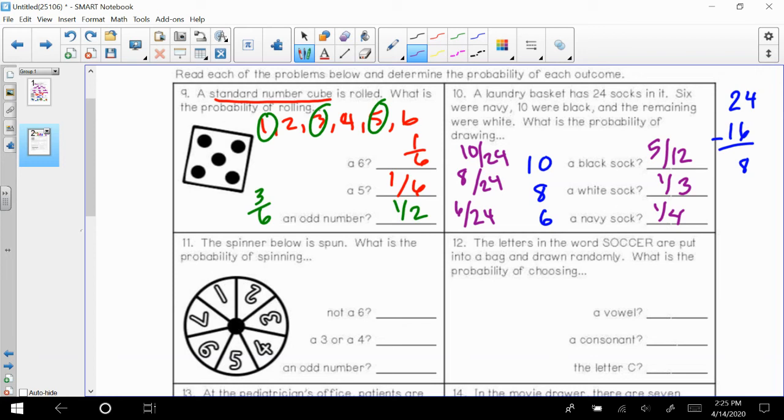Number 11, the spinner below is spun. What's the probability of spinning, and then you have these options. Again, you always want to know what your total possible outcomes is. And here it's 7. So there's 7 spots on the spinner. You are trying to not get a 6. So there's only 1 6 located. So you have a 6 out of 7 chance of getting a not 6 on the spinner.